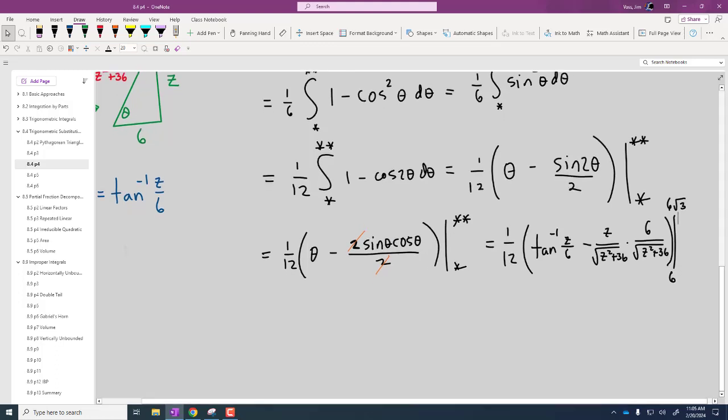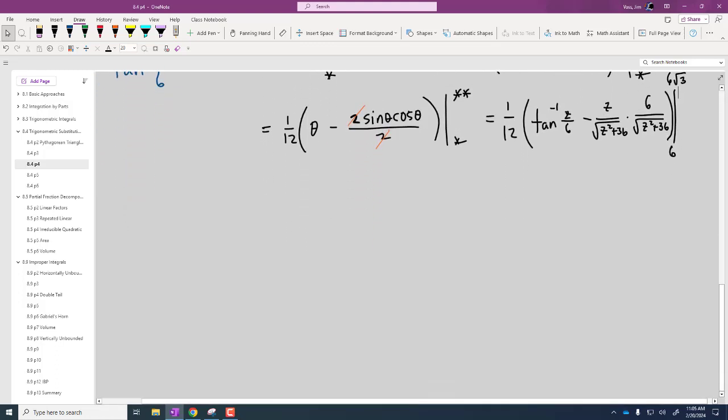Let's get our inverse trig evaluations going then. So we have a 1/12 out in front. We'll just leave that as a coefficient for now. We'll deal with it in the end. So substituting 6√3 across the board for the z's. Starting here, we get inverse tangent of √3.